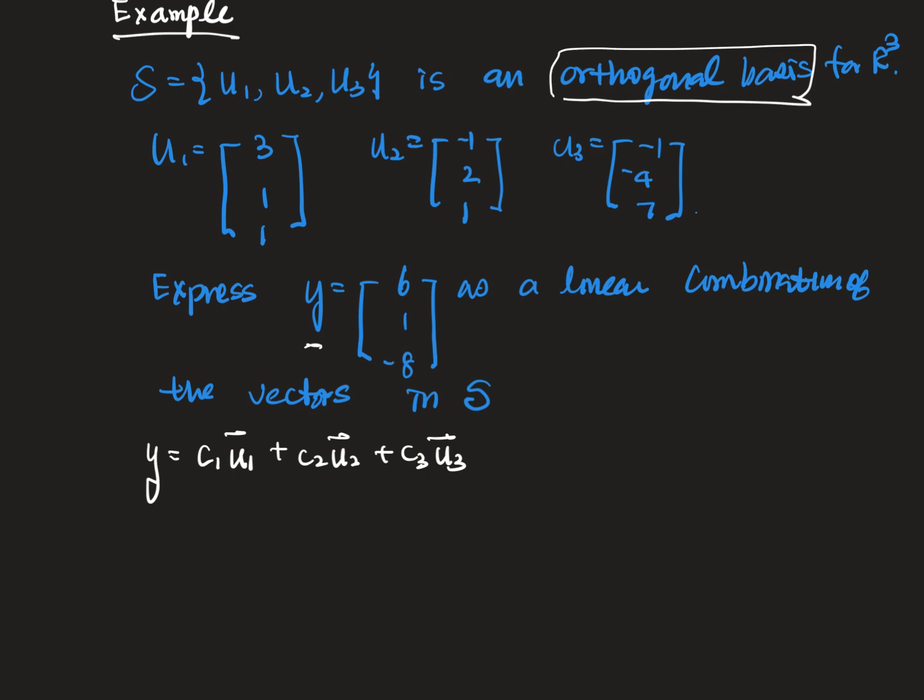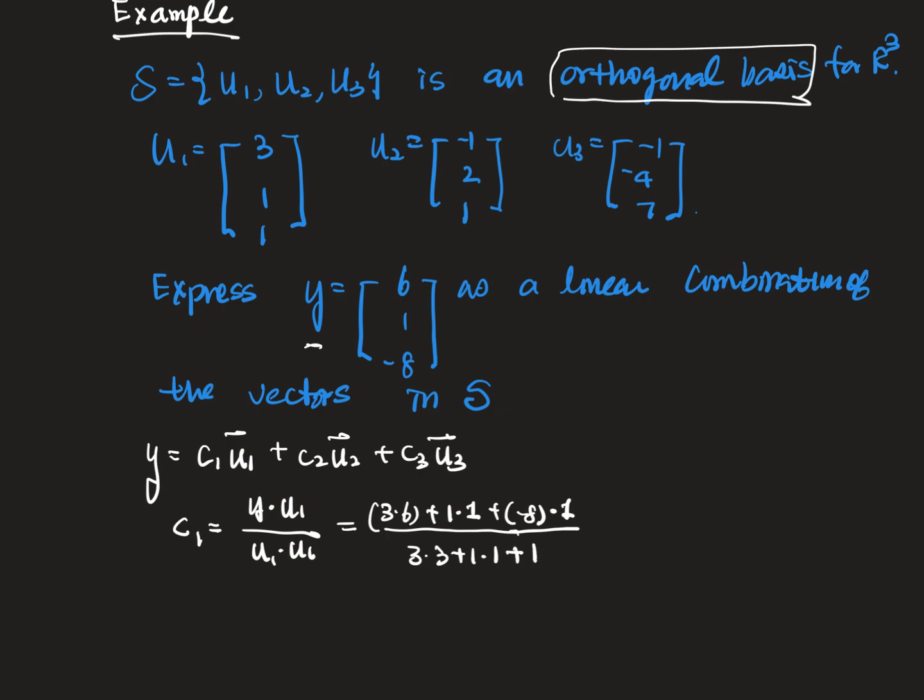So previously we used row reduction with an augmented matrix, but this one we're going to use the theorem we previously discussed. C1 is going to be the inner product of y and u1 over the inner product of u1 with u1. Let's find C1. y is (6, 1, -8) and u1 is (3, 1, 1). The numerator is 3 times 6 plus 1 times 1 plus negative 8 times 1. The denominator is u1 inner product u1: 3 times 3, 1 times 1, plus 1 times 1.